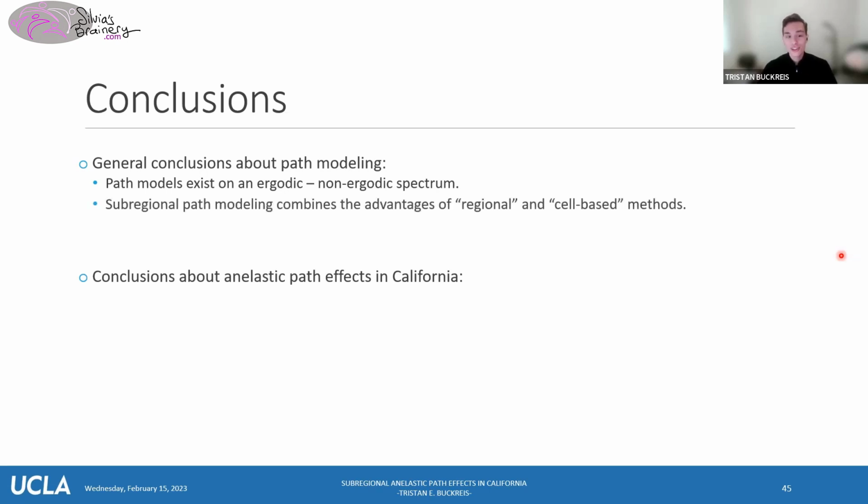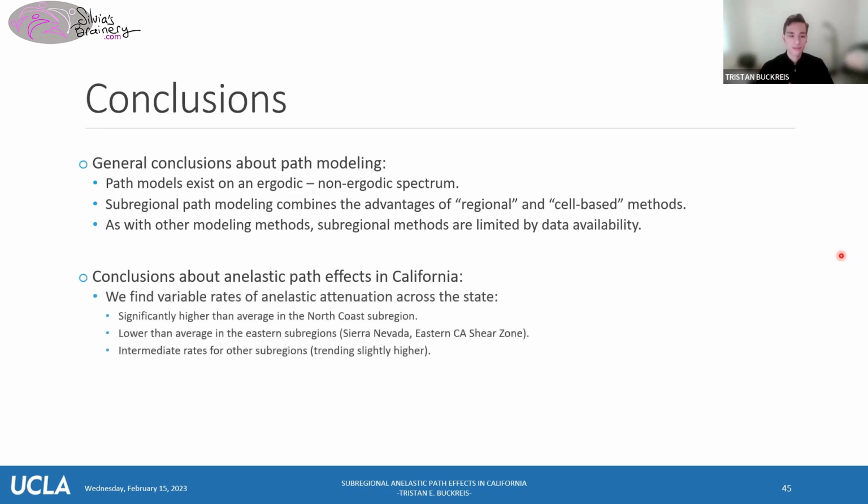Subregional path modeling combines the advantages of regional and cell-based methods. By that, I mean we take the physical constraints of spatial variation from regional models and combine them with the robust mathematical approach that cell-based methods use. That's something that really hasn't necessarily been done, but I think it's a big step forward for the cell-based methods. And as with other modeling methods that use data, we're limited by data availability. That's true for pretty much any empirically based model.